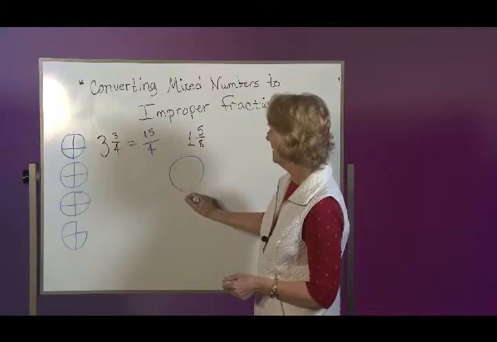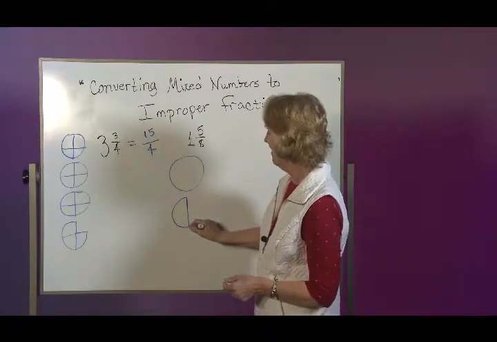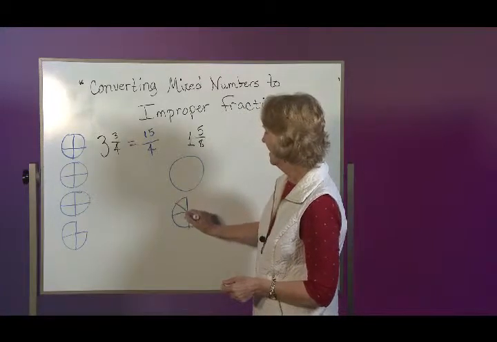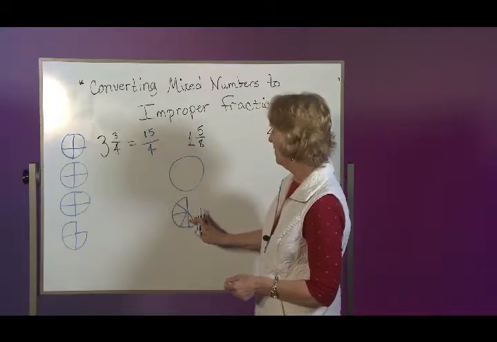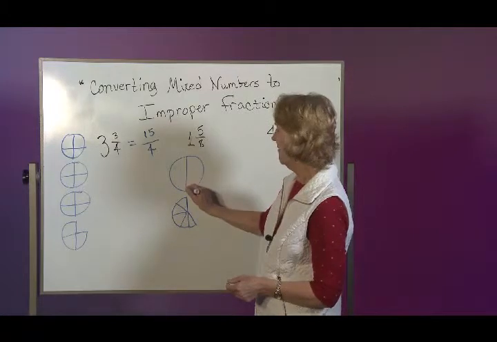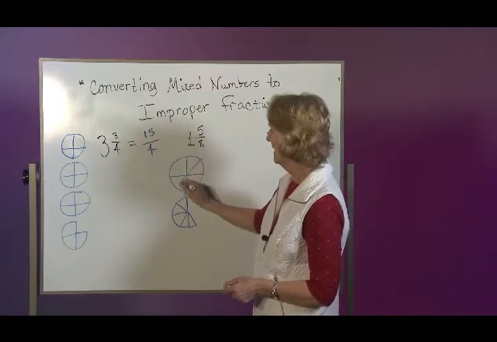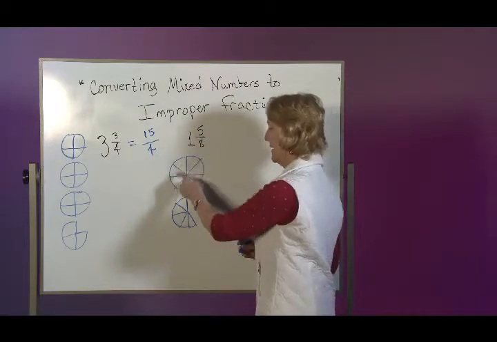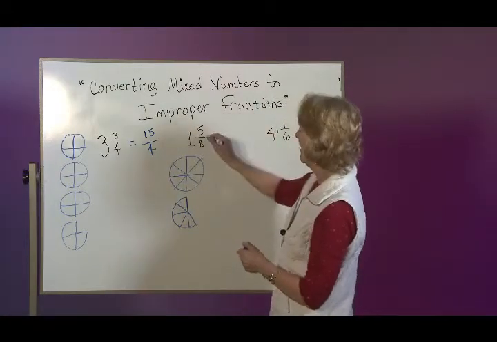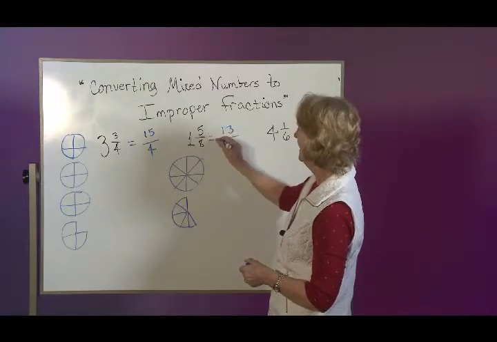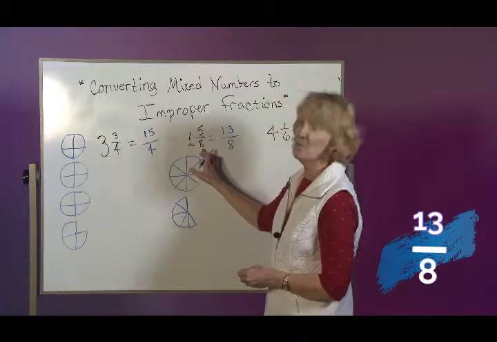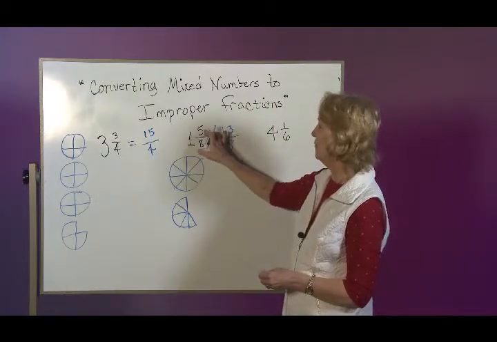This one, 1 5/8. So we have 1 pizza, and then we have 5/8. 1 2 3 4 5. This is going to have 8/8. So how many total 8s are there? There's 8/8 plus 5 more. That means we have 13/8. So we just divide it into that many parts and add the numerator.